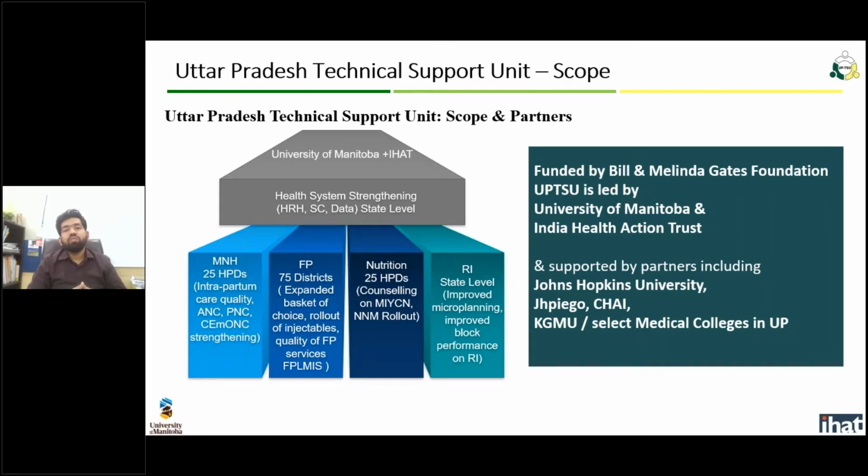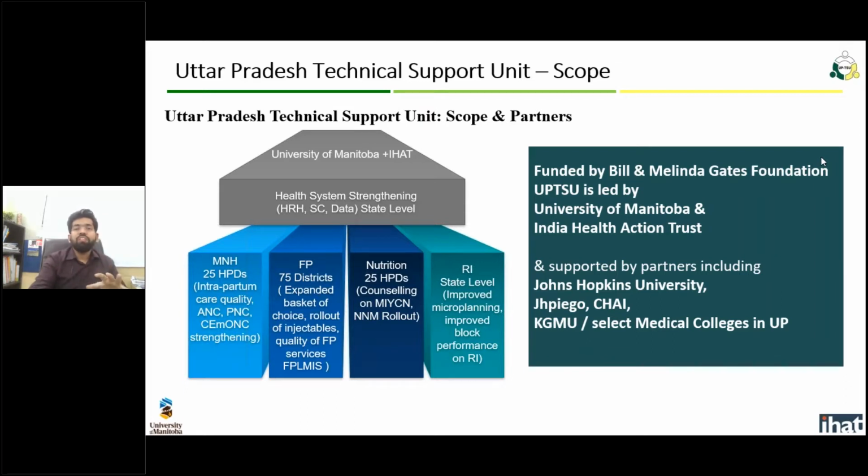And UPTSU is working across all the domains of the RMNCH, which includes the MNH, family planning, nutrition, and immunization. And across those domains, there is a health system strengthening intervention, which UPTSU is providing support to the government of UP, which primarily includes human resource strengthening, supply chain strengthening, and one of which we are going to talk about, the data system strengthening component.